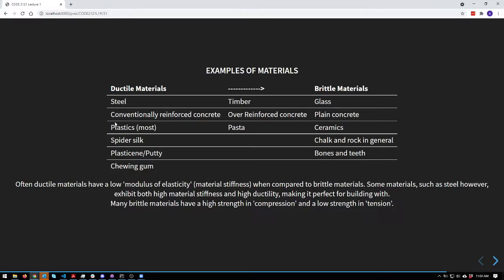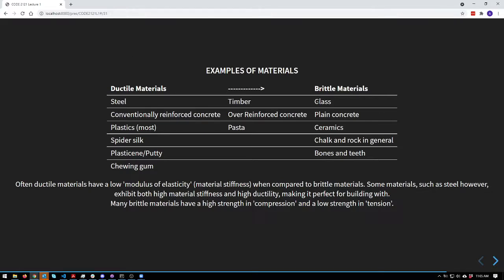It's basically a material that can be bent, and after bending it, it still maintains its strength, right? So if you took a metal ruler, for example, and bent it, it's not like immediately that material is going to snap. You could bend it back, and it's still got its material strengths.